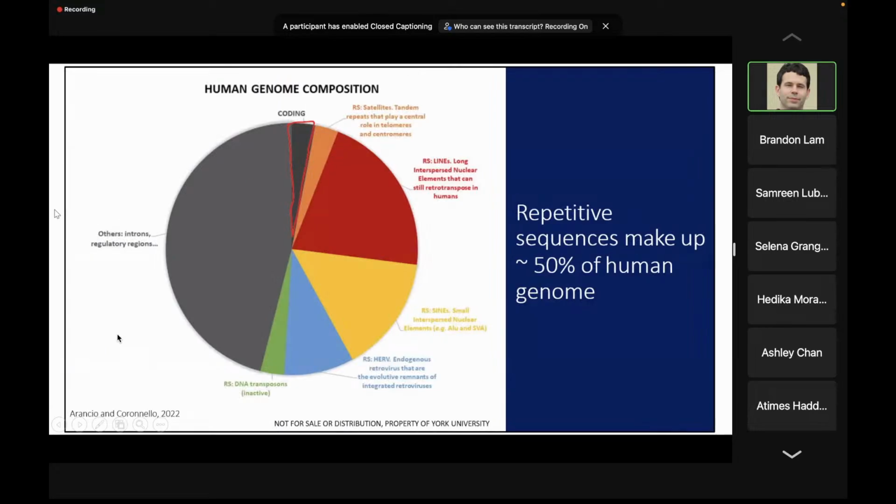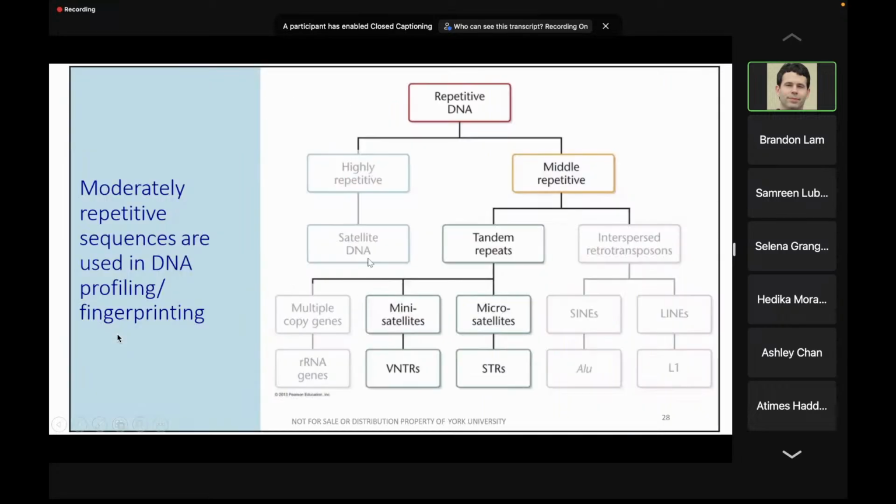Now, when we look at how the genome is made up, it ultimately influences where and when these translocations can happen. Only 5% of the genome codes for proteins. By contrast, 50% of the genome codes for repetitive sequences. And you learned all about those different types of repetitive sequences. Remember, we broke them all down.